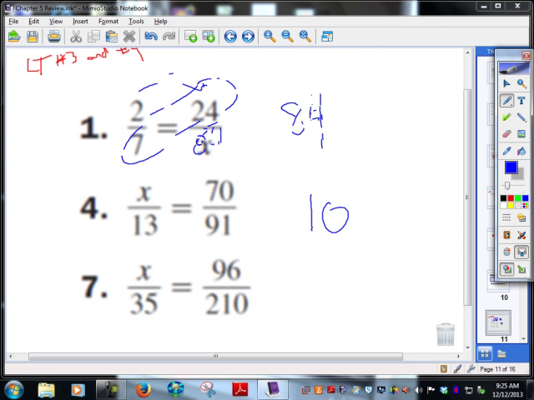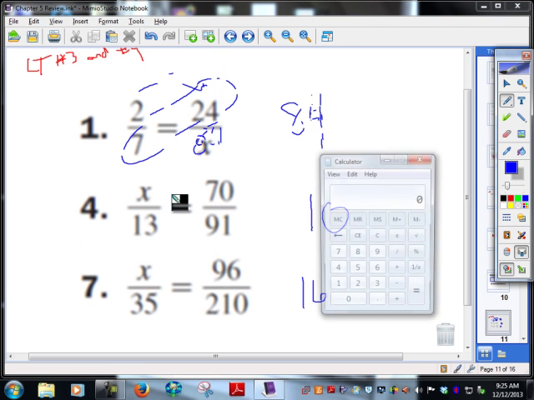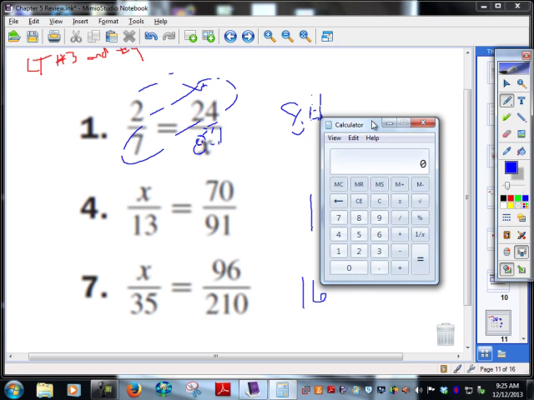This last one, what's the answer? 16? Yeah. Let's do the same thing here and check it just to be certain. Once again, in your calculators, you could use the ABC button and actually simplify it too. But since I don't have that capability on this computer calculator, I can just put it in. 16 divided by 35 is going to equal 0.45714. Remember that. And then 96 divided by 210. That's the same answer, right? Yeah, 0.45714. I always make sure.